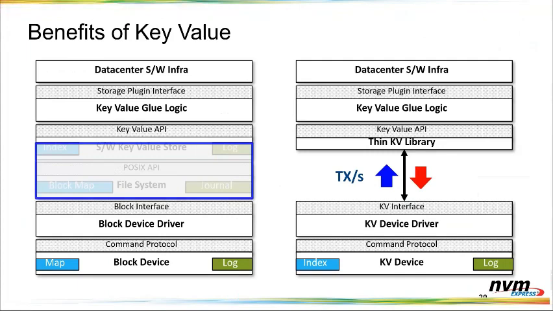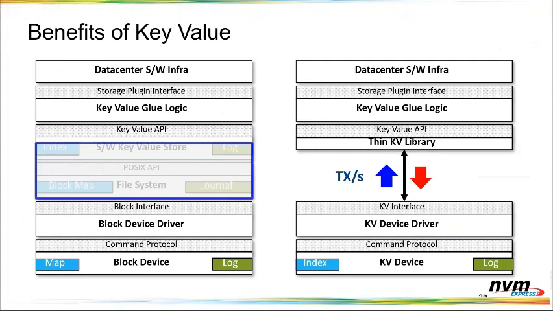So what are the benefits of key value? Well, key value is of significant benefit in data center applications, things like Ceph and RocksDB, which store things in essence as a key and a value. These are object storage protocols where your value is your object, and you're storing an object based on some identifier that identifies that object.